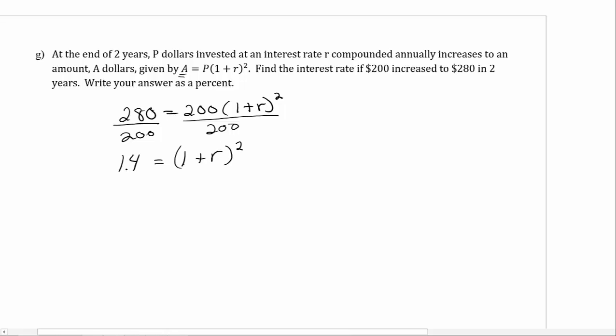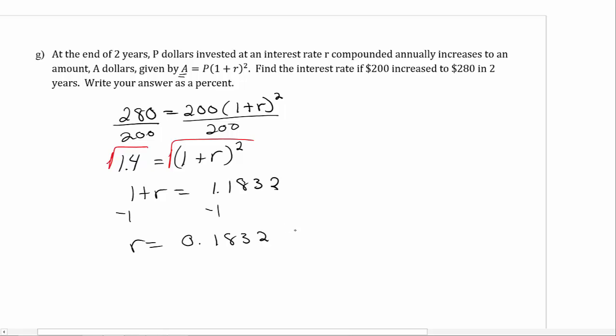And now to unsquare something, we just need to take the square root on both sides. So in order to unsquare this, we're just going to take the square root on both sides. And the square root of 1.4 is 1.1832 rounded to 4 decimal places, and then we would subtract 1. So 0.1832, and they want us to give this as a percent.